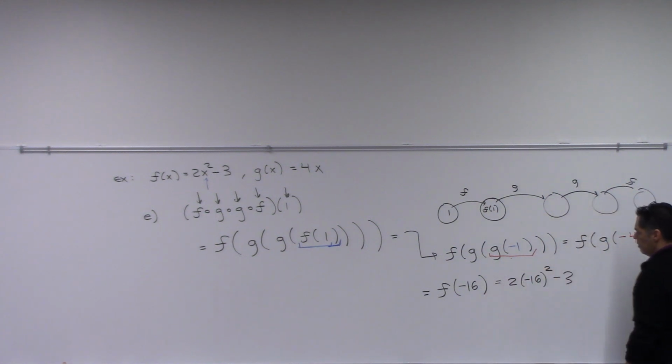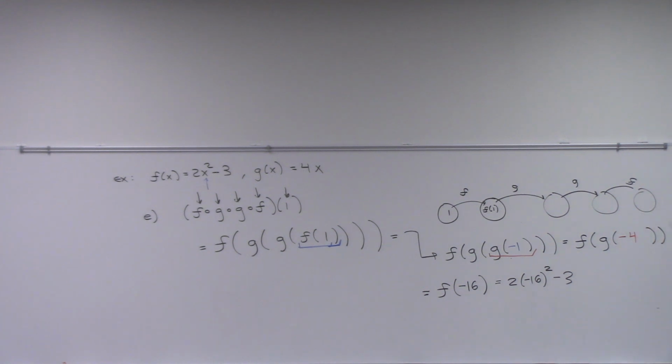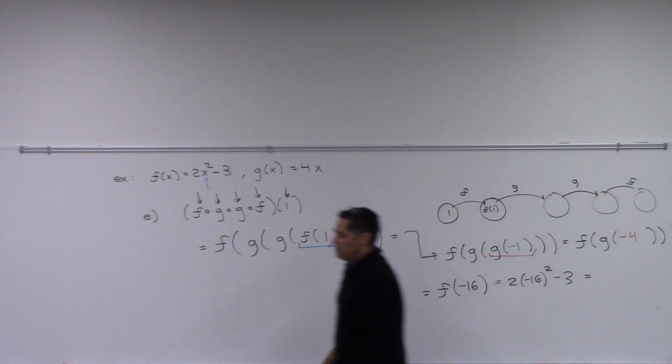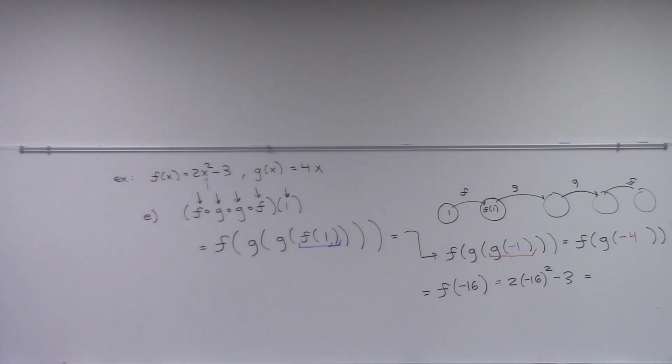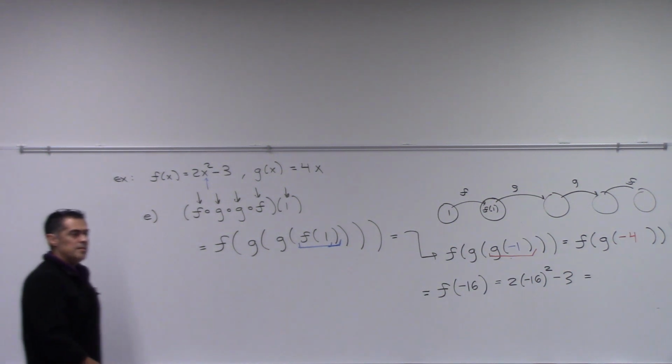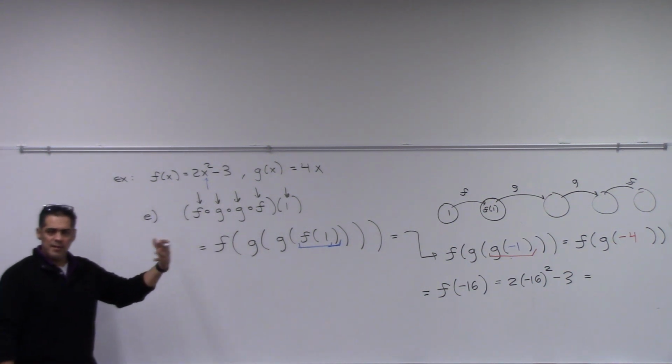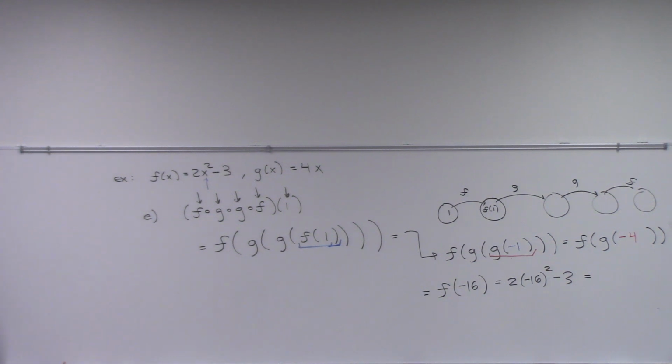Okay. What's -16 squared? Is it 293? No, 296. 256 times 2, and then subtract 3. Okay? All right, does this make sense? The idea of composition, does it make sense?